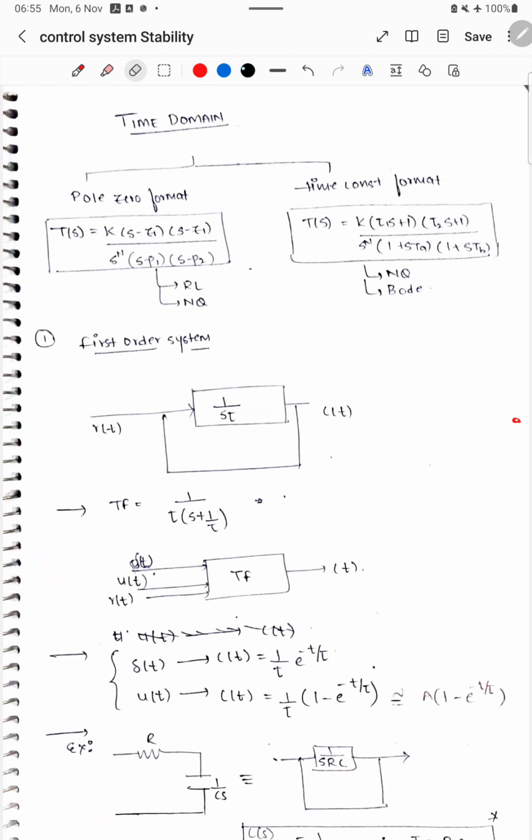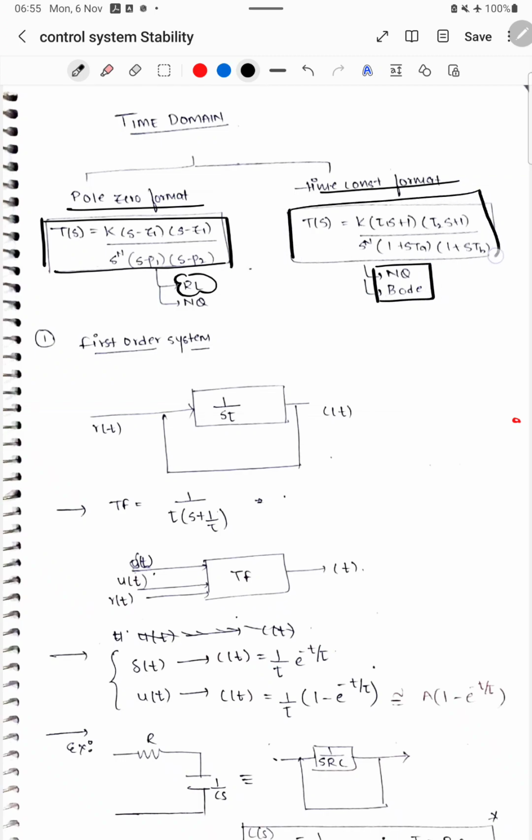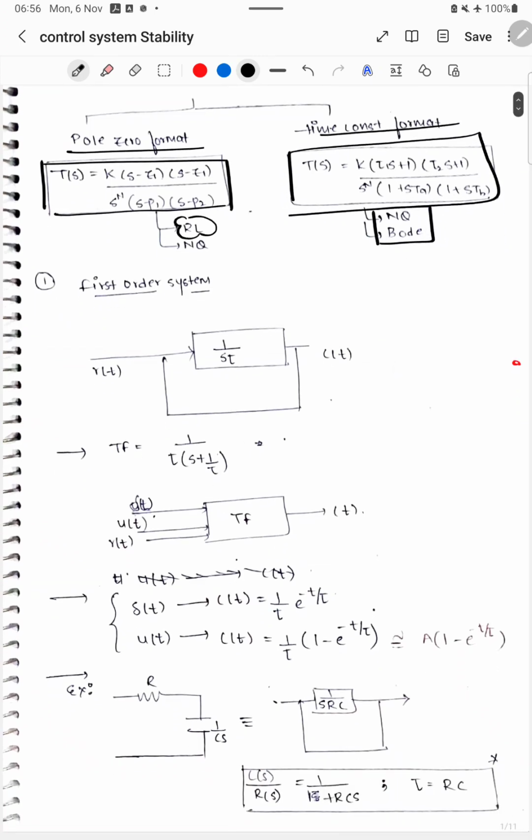But before that, just a brief intro of pole zero format. So pole zero format is majorly used in root locus. Time constant format I'll be using for Nyquist and Bode. Okay, for this particular chapter, we shall see what we do.